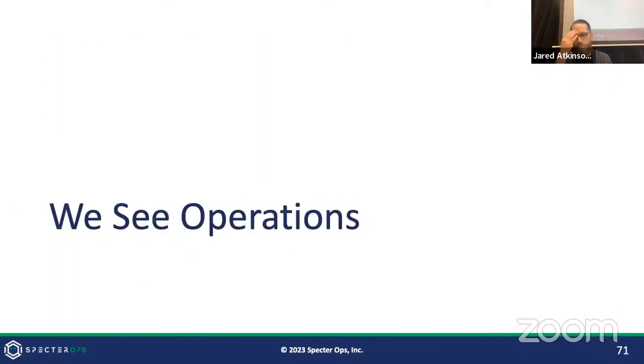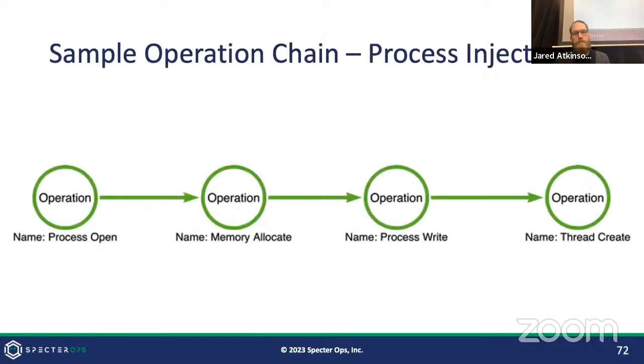Okay. Now, the reason why I'm saying you should think about things at the operational level is that we actually see things at the operational level, right? I kind of alluded to this previously. So this is an example of an operational chain for process injection. There are a bunch of different ways you can do process injection, but this is classic shellcode injection. The way it works, you've probably heard the functions before: open process, VirtualAllocEx, WriteProcessMemory, CreateRemoteThread.